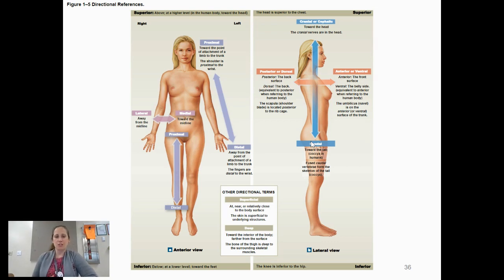Our version of the tail is called the coccyx, aka the tailbone, which is a teeny tiny set of bones that is located at the caudal end or the inferior end of your vertebral column and your pelvis. So that's your second set of terms. All right, those are our first set of directional terms. Let's jump over here to take a look at our second diagram.